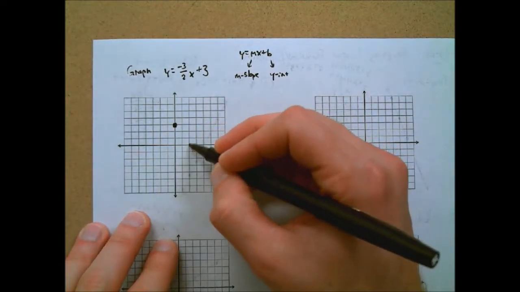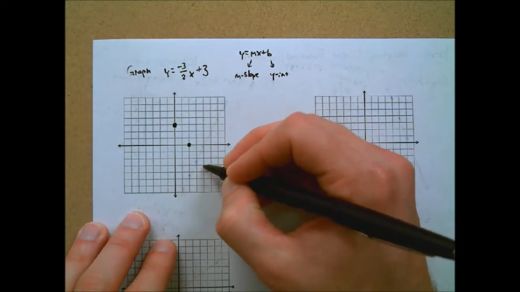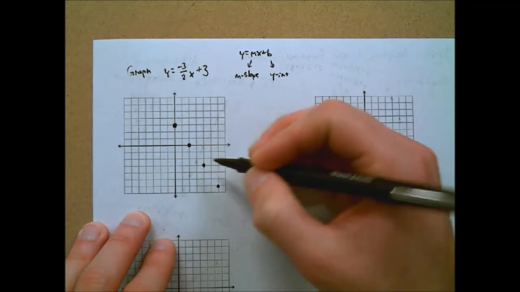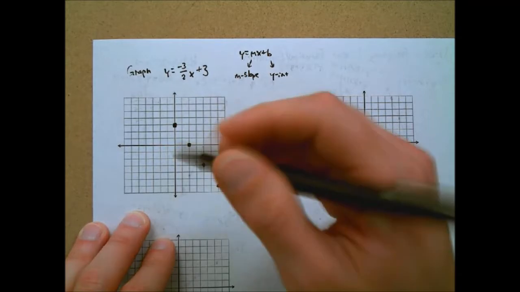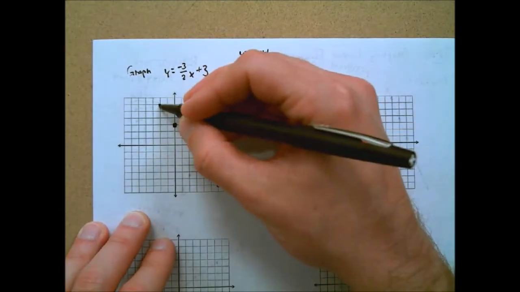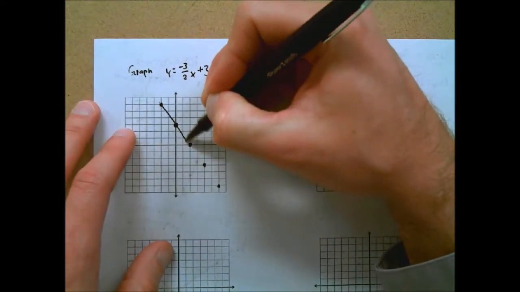And we can keep doing it if you want to get more points. Down 3, right 2. Down 3, right 2. Instead of going down 3 and right 2, what other directions could we go? Up 3, and then left 2. So you can go in the exact opposite direction if you want to as well. And then we'll connect the dots to create our line there.